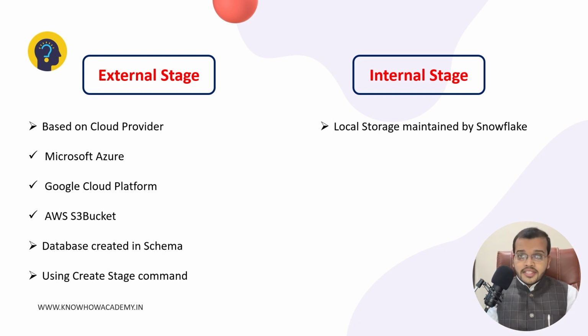So there are two stages, the external stage and the internal stage. The external stage is based upon the cloud providers, and the internal stage is on-premises storage on our local machine, maintained by Snowflake. These are the two types of stages that we have in Snowflake. Now let us understand how to create these stages using Snowflake. I'll walk you through this.